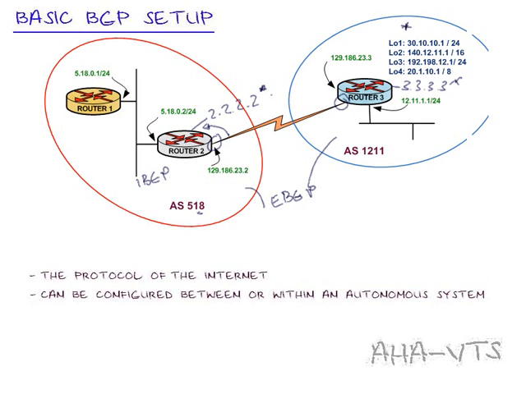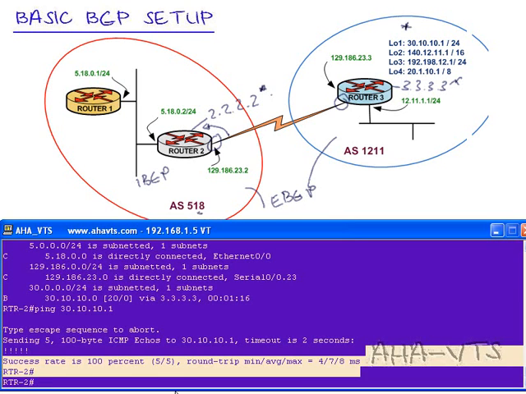Well, let's pick up right where we left off in the last video. We already configured the eBGP relationship between router 3 and router 2. Now we're going to configure the iBGP relationship between router 1 and router 2. So let me call up my TeraTerm prompt here.